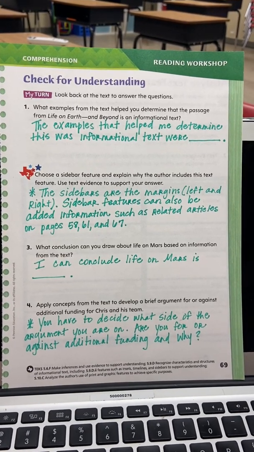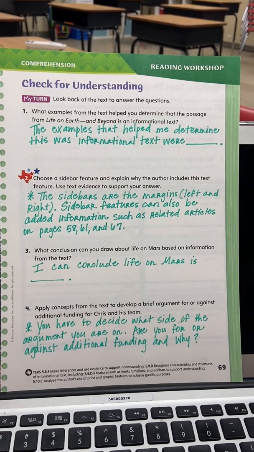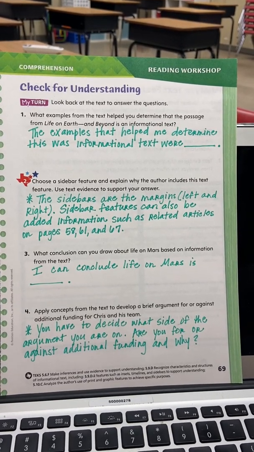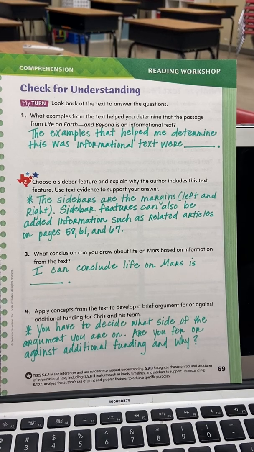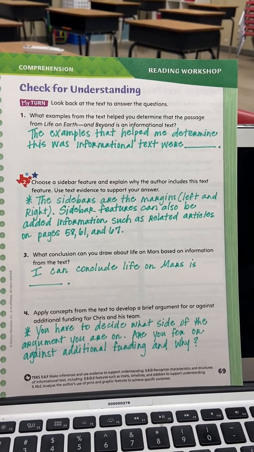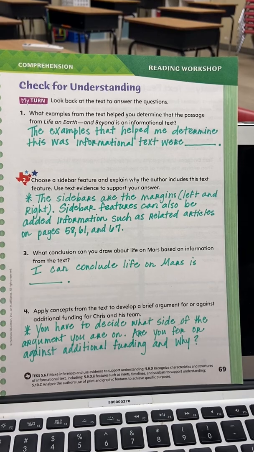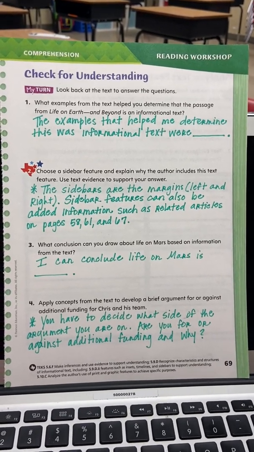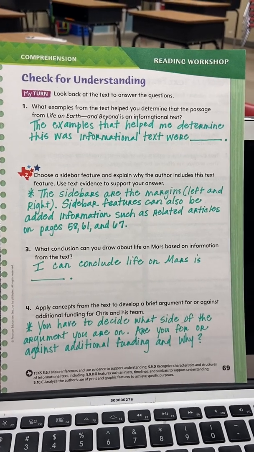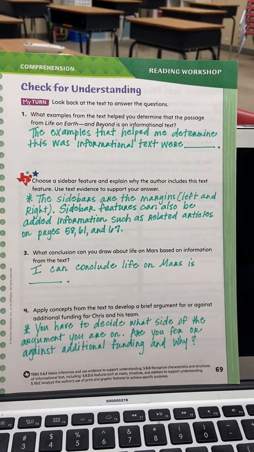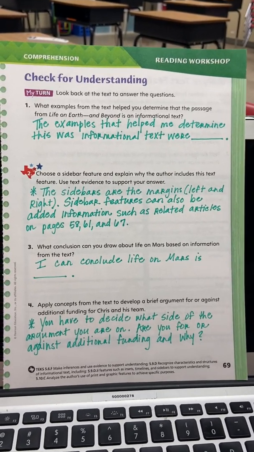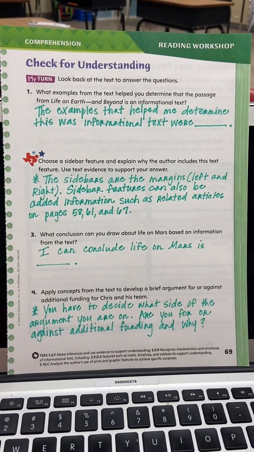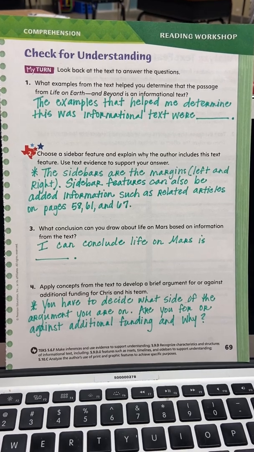So it might not be something that is directly stated in the text from the author. You might have to put all the pieces of the puzzle together and say, well, I can conclude, I can determine, you could even say I can assume that life on Mars is this because the text tells me this. Okay, so there always needs to be text evidence and support for your answer.